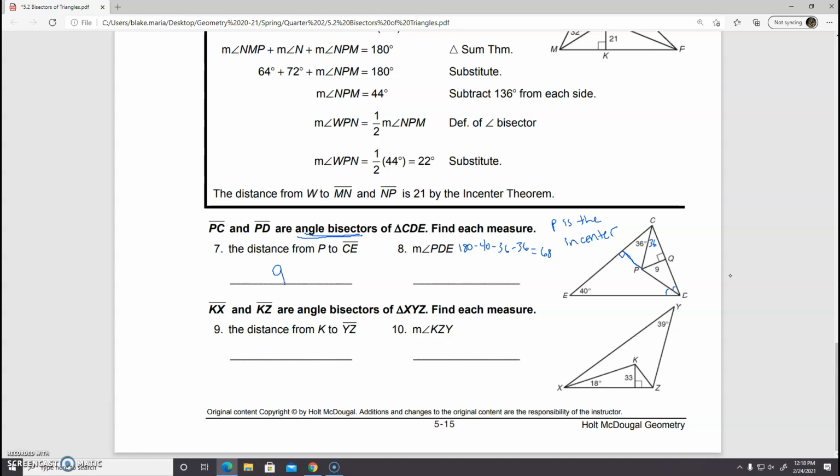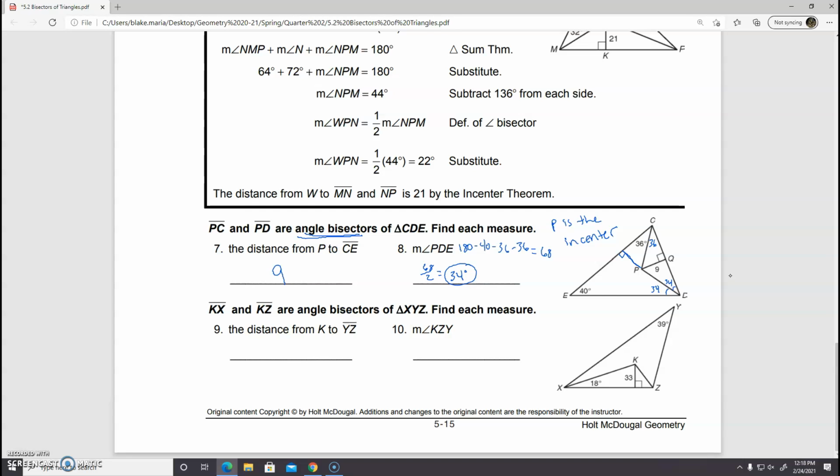But then realize, you know, half goes in each because of that bisect. So 68, cut it in half. You get 34 degrees. So that means 34 goes in here, and 34 goes in here. So you still have to use the triangle as 180. Don't forget the stuff you already know here.